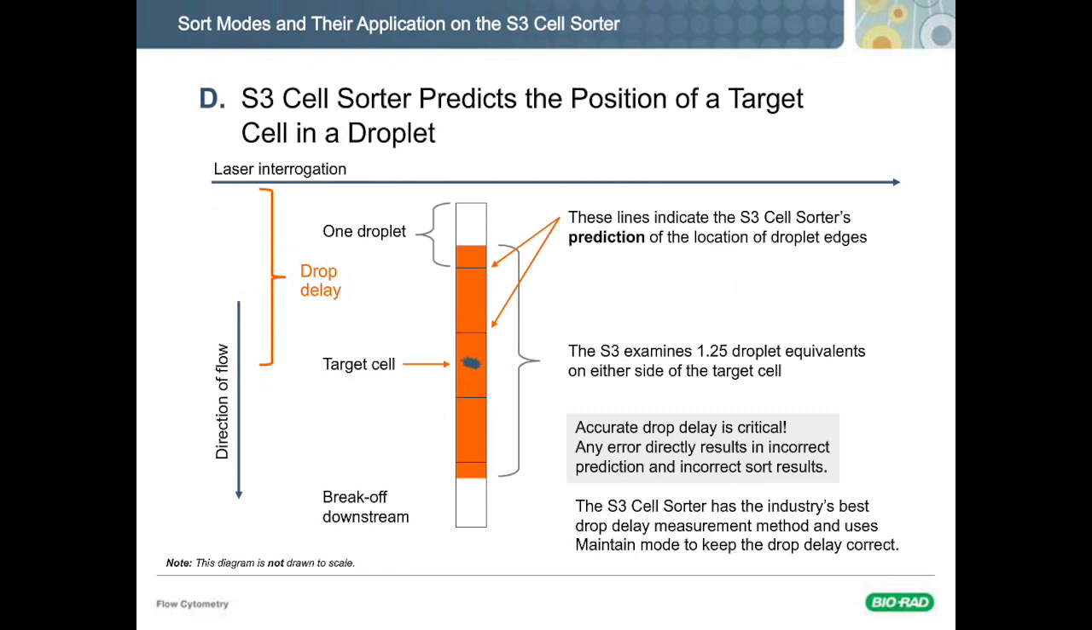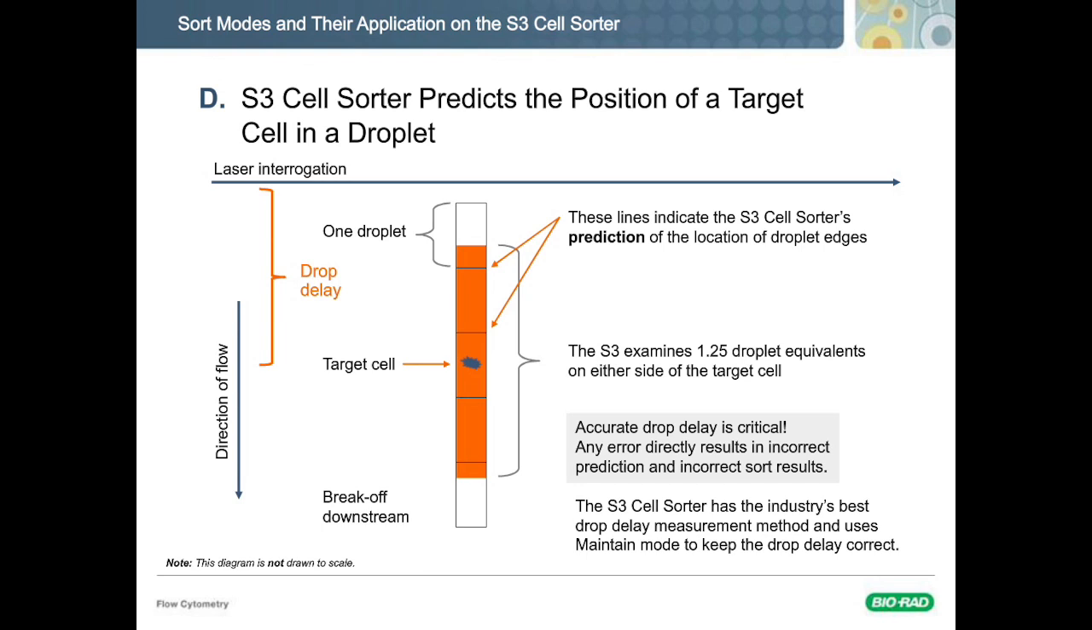Now, for looking at when we want to take them in the different sort modes, it again gets one more layer complicated. You have to start predicting where within a droplet the particle is going to fall, and what the adjacent droplets look like. For the S3, all of that prediction logic is done with high resolution and is looking 1 1/4 drops on both sides.